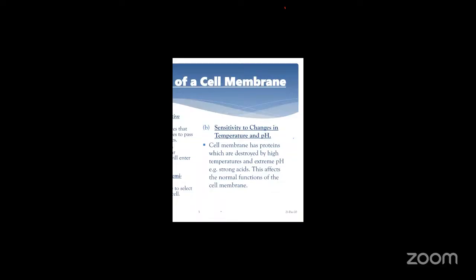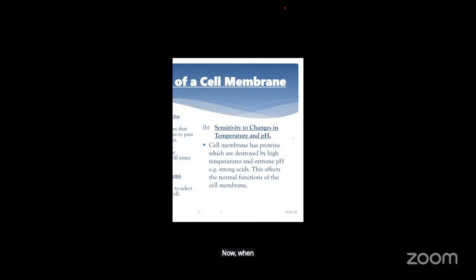Hot water or anything that is very hot of the cell. So therefore, any high temperature above normal will destroy any cell membrane. That's why we're saying they are very sensitive to temperature and pH changes.